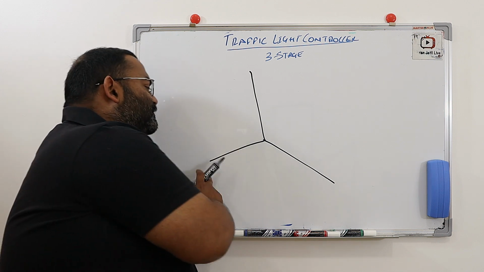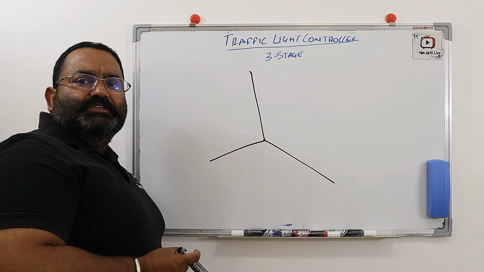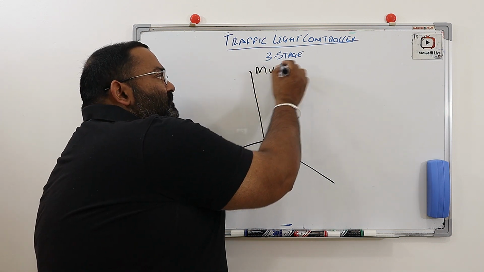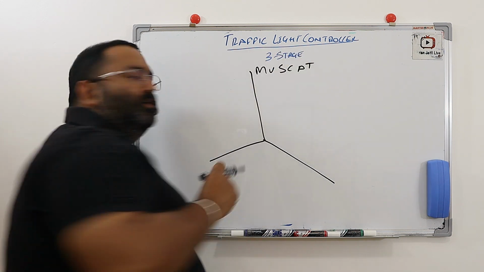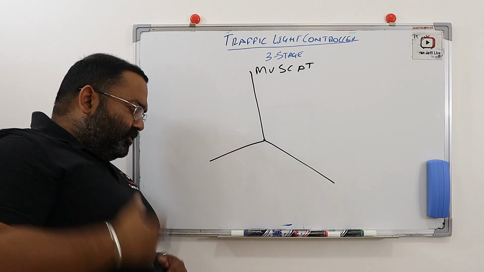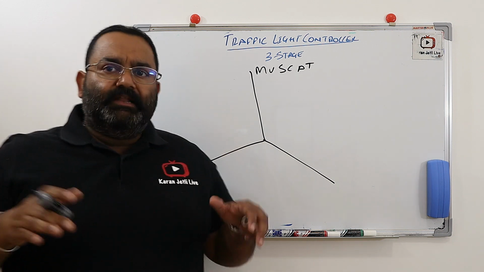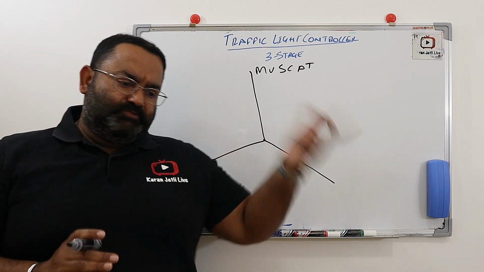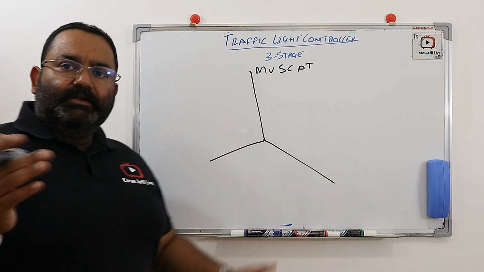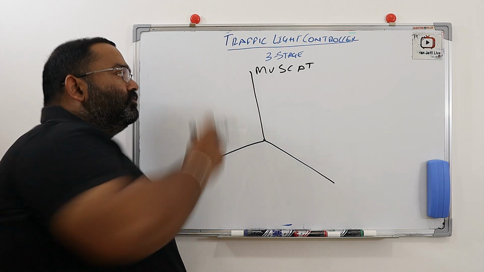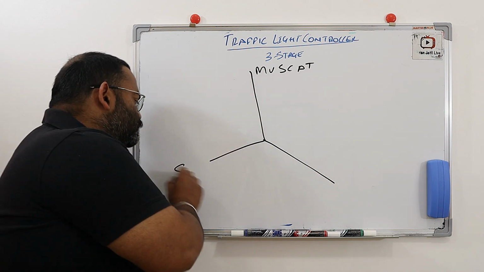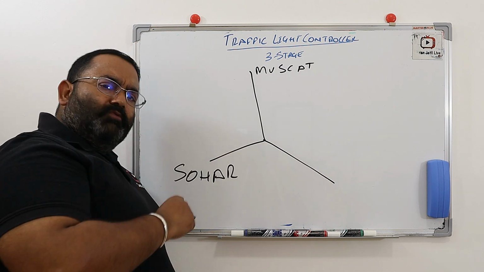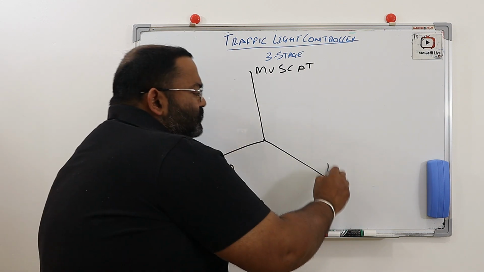Suppose we have these three streets. One street goes to Muscat. If you are watching my video for the first time, I live here in Oman, and Muscat is the capital of Oman. So one road goes to Muscat, one goes to Sohar, another city in Oman, and one goes to, for example, Rustak.